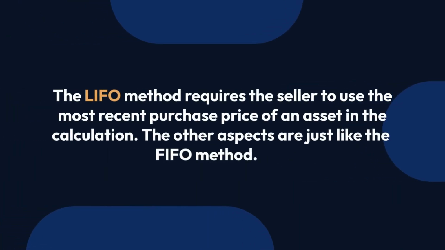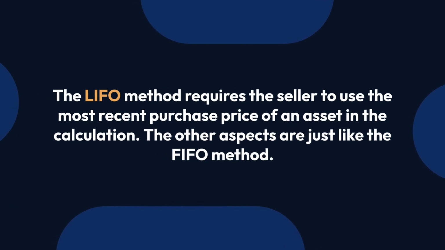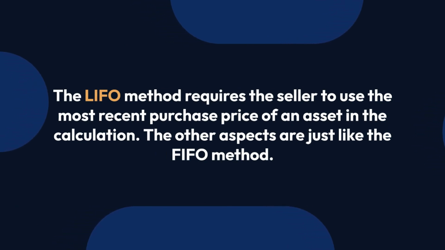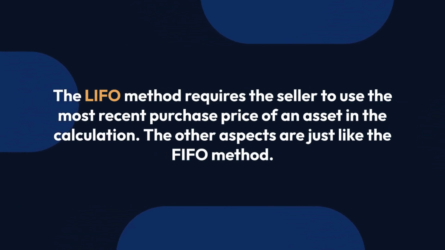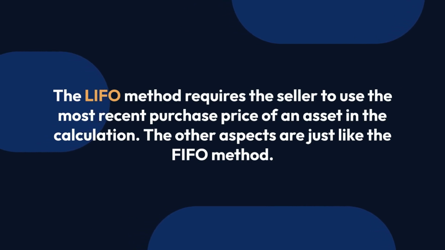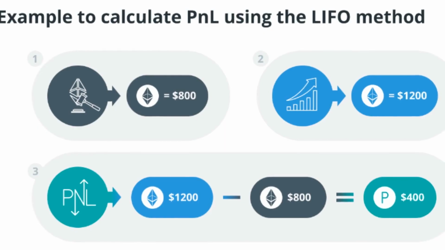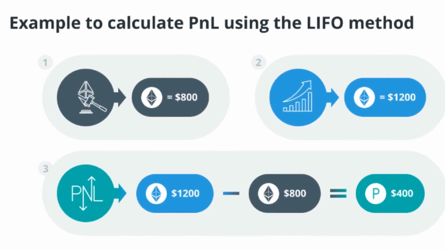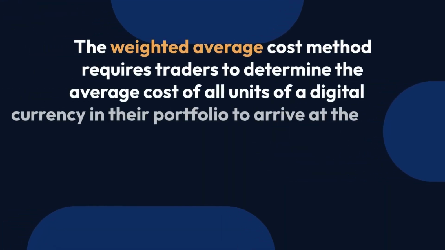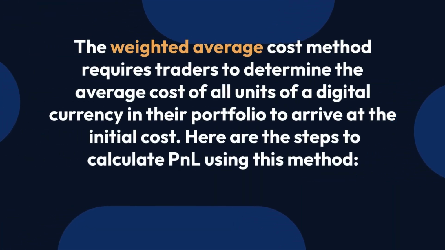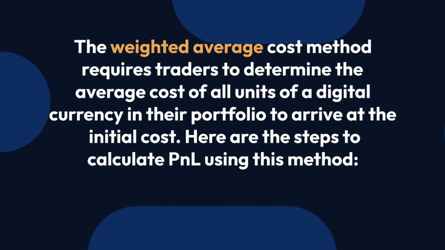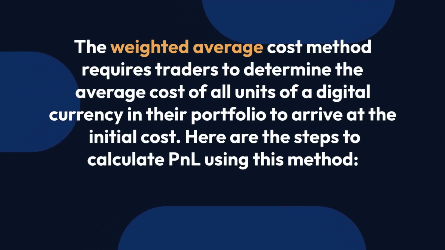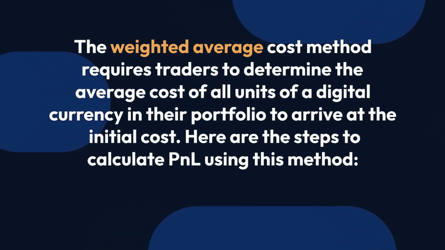The LIFO method requires the seller to use the most recent purchase price of an asset in the calculation. The other aspects are just like the FIFO method. The weighted average cost method requires traders to determine the average cost of all units of a digital currency in their portfolio to arrive at the initial cost.